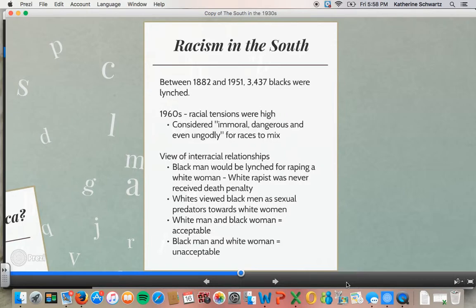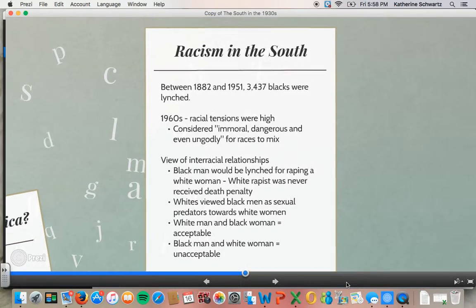Whites viewed black men as sexual predators towards white women. And it was okay if a white man and a black woman were together, but if a black man and a white woman were together, like wanted to get married, that was not acceptable at all.